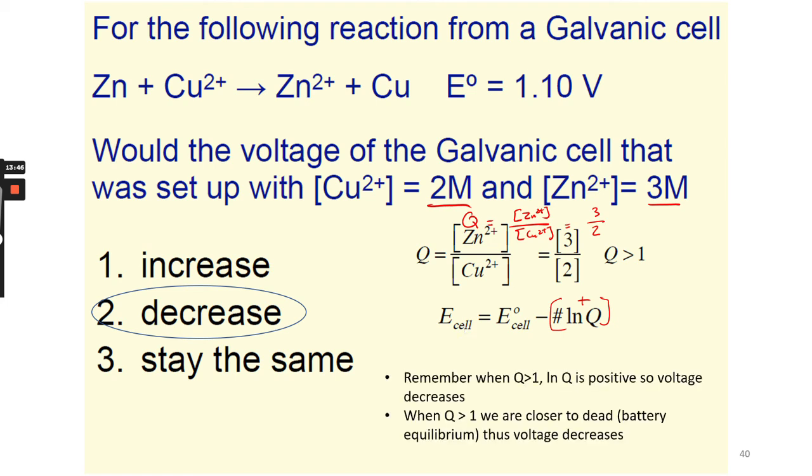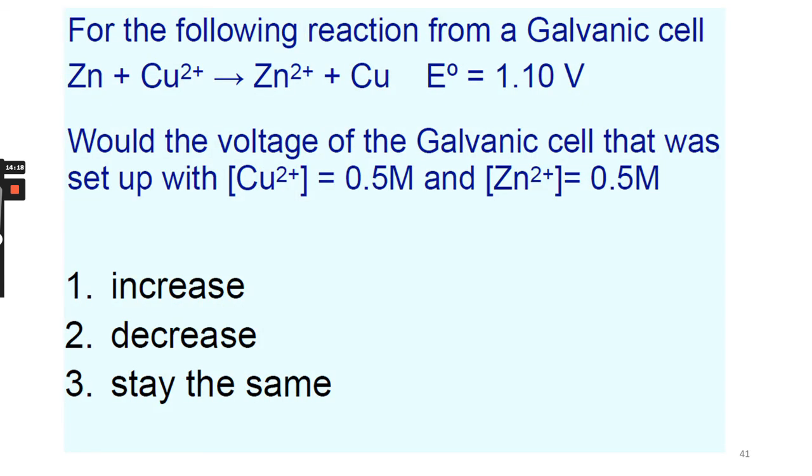So remember, when Q is greater than 1, the log of Q is positive, so the voltage decreases. When Q is greater than 1, you are closer to the dead battery, thus the voltage decreases. If you think of your number line, as you proceed this way, you're getting closer to your dead battery. And remember, this is when Q equals 1. So the larger your Q, the closer you're getting to your dead battery. All right, let's look at this one now.